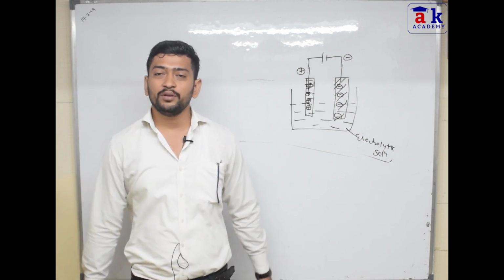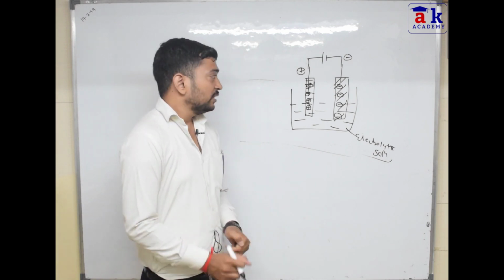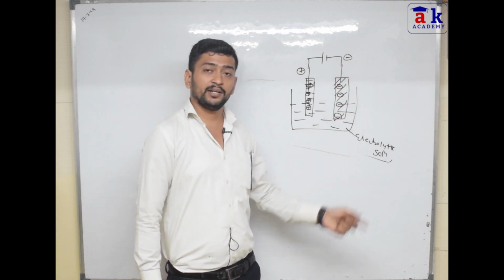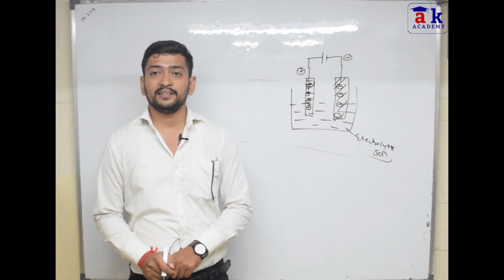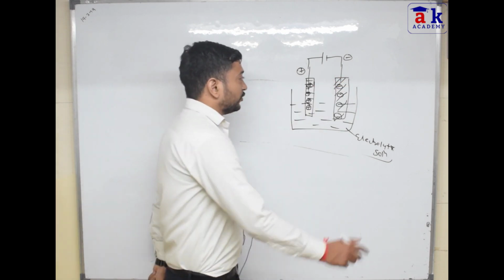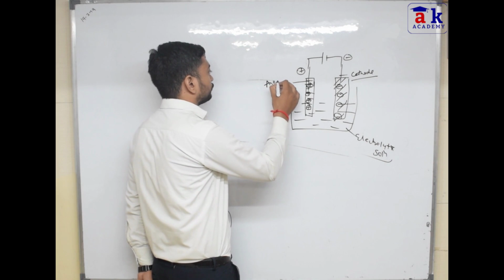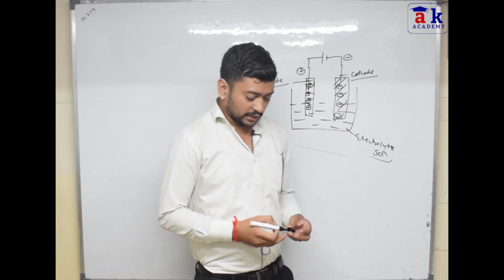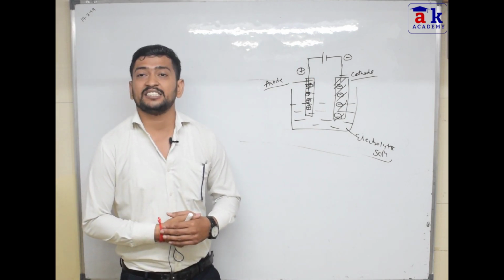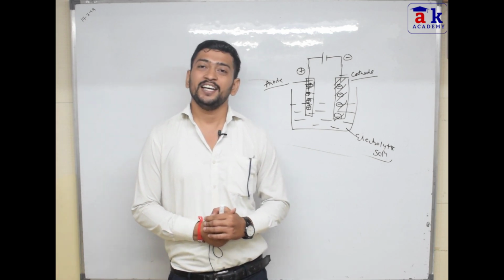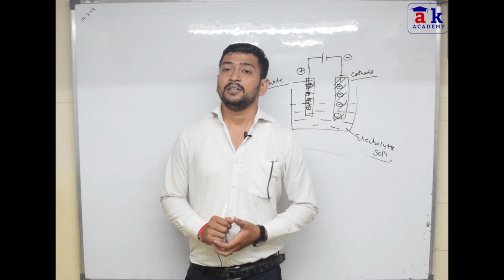In the galvanic cell, what did we have? In the galvanic cell, the negative electrode was the anode. But in the case of the electrolytic cell, it isn't like that. Here the negative electrode is the cathode, and this one is the anode. As I told you, the electrode on which oxidation takes place is called the anode, and the electrode on which reduction takes place is called the cathode.